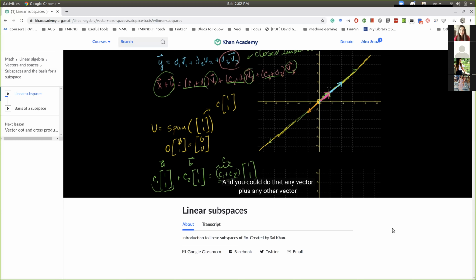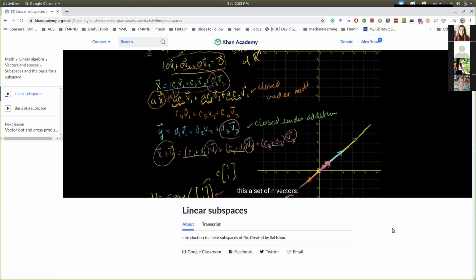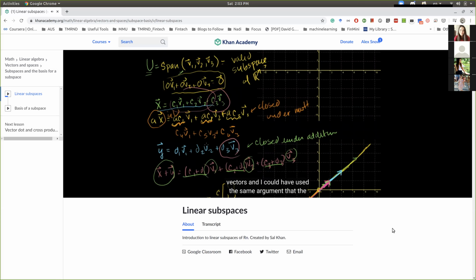Any vector plus any other vector on this line is going to equal another vector on this line. Any vector on this line multiplied by some scalar is just going to be another vector on this line. So you're closed under multiplication, you're closed under addition, and you include the 0 vector. So even this trivially simple span is a valid subspace, and that just backs up the idea that we showed here, that in general, I could have just made this a set of n vectors. I picked 3 vectors right here, but it could have been n vectors, and I could have used the same argument that the span of n vectors is a valid subspace of Rn, and I showed it right there.